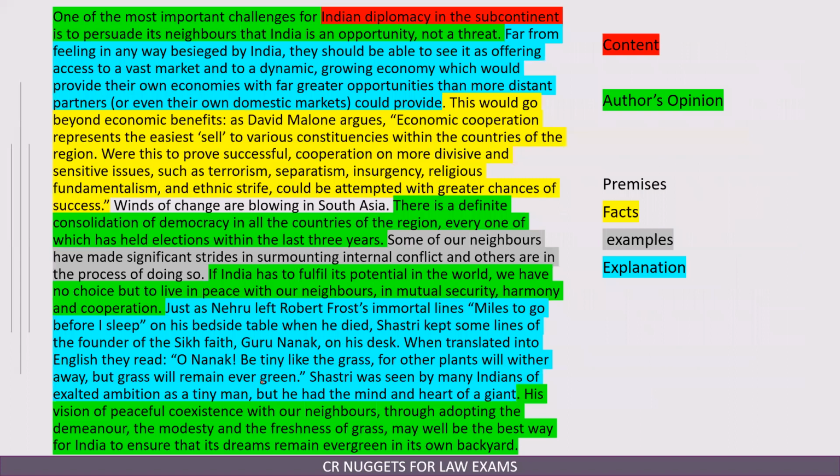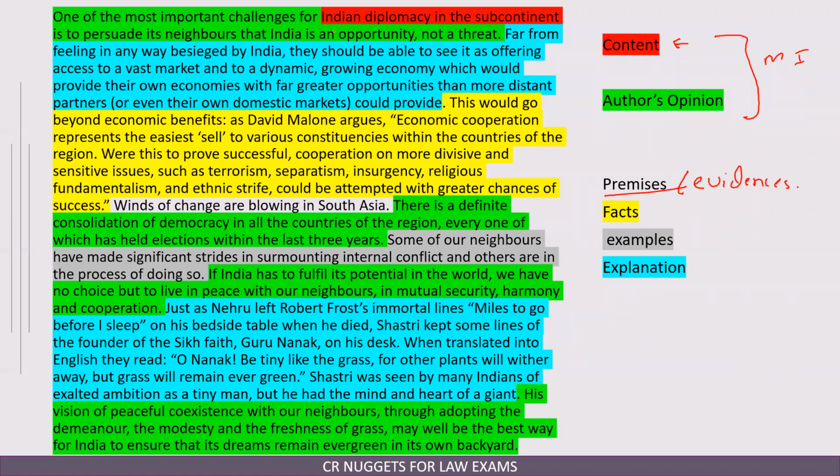All right, so let us see what the passage is and what the various components of the passage are. What I have done here is, the thing in red is the content of the passage, that is the subject. The thing in green is the author's opinion on that content, and these two together constitute the main idea. And then the other things are the premises which lead the author to form his opinion, or evidences, as I can also call them. Let us see.